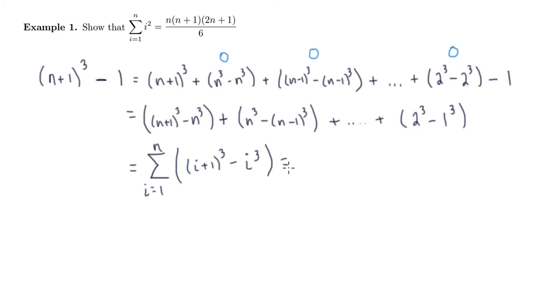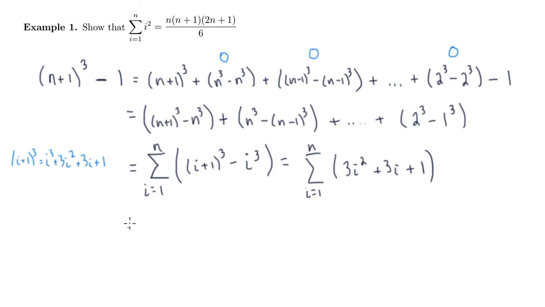But now what I want to do is actually expand (i plus 1) cubed. So remember, (i plus 1) cubed is just i cubed plus 3i squared plus 3i plus 1. But if I subtract i cubed, this is the sum from i equals 1 to n of 3i squared plus 3i plus 1. Okay?